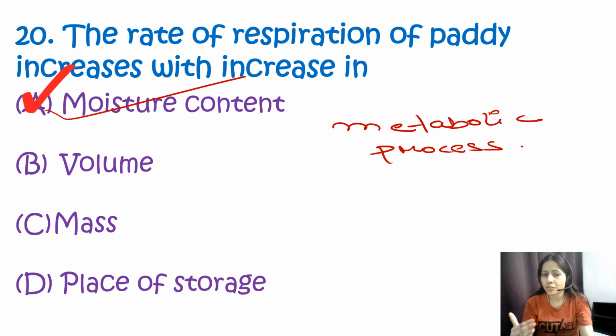Now the increased respiration can lead to the heating or spoilage of the grains. Thus we can say it leads to the loss of quality of the grains in storage. Therefore it is essential to maintain the moisture content of the stored grains within acceptable limits, to minimize the respiration rate as well as to preserve the quality of the paddy grains. So over here the correct option is A, that is moisture content.